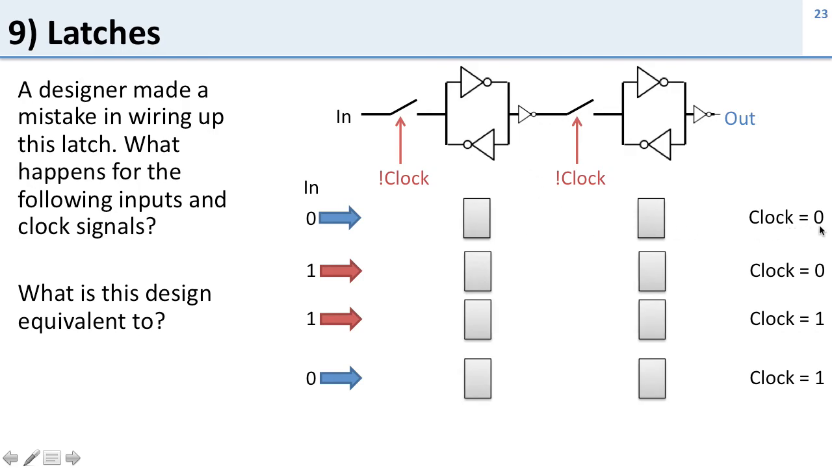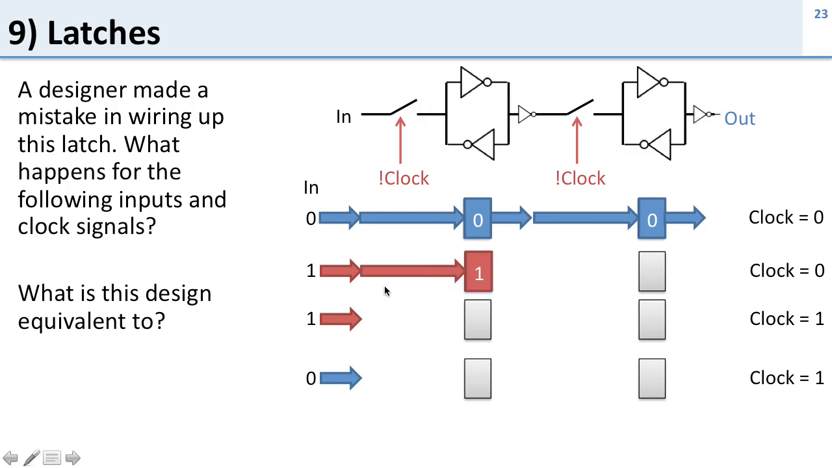So in the first case here, we have clock equals 0, and we've got an input of 0. So with clock being 0, not clock is going to be 1, and not clock is going to be 1. That means both of these switches are closed, so when you write in a 0, the 0 is going to go into the first latch, and then straight through the second latch and out the other end. Now what happens when we change the input to a 1? Well, clock is still 0 here, so these switches are still closed, and the value is going to go right into the first latch and right through to the other one. So this looks a lot like our original transparent latch where the value goes right through.